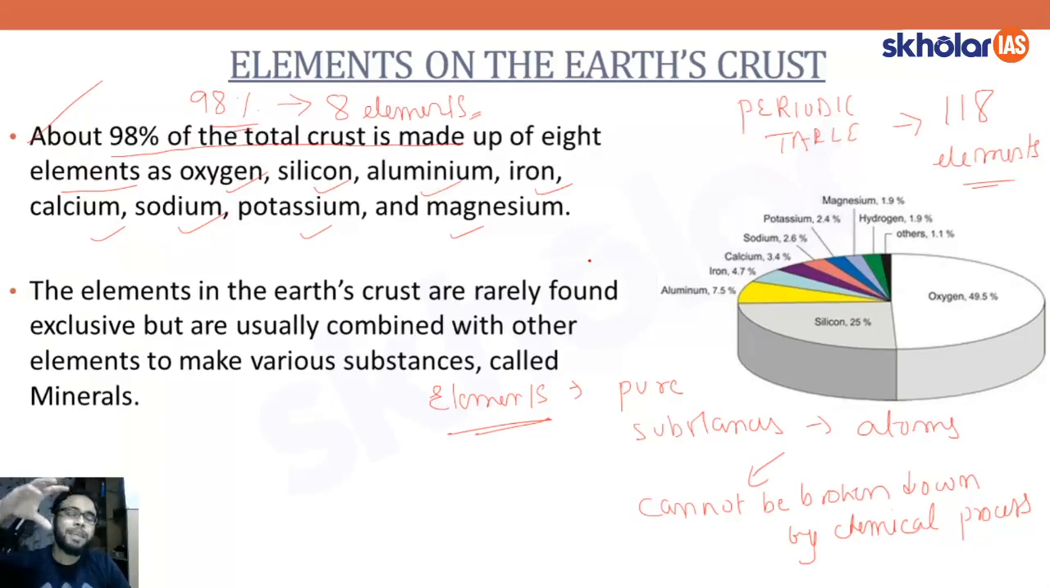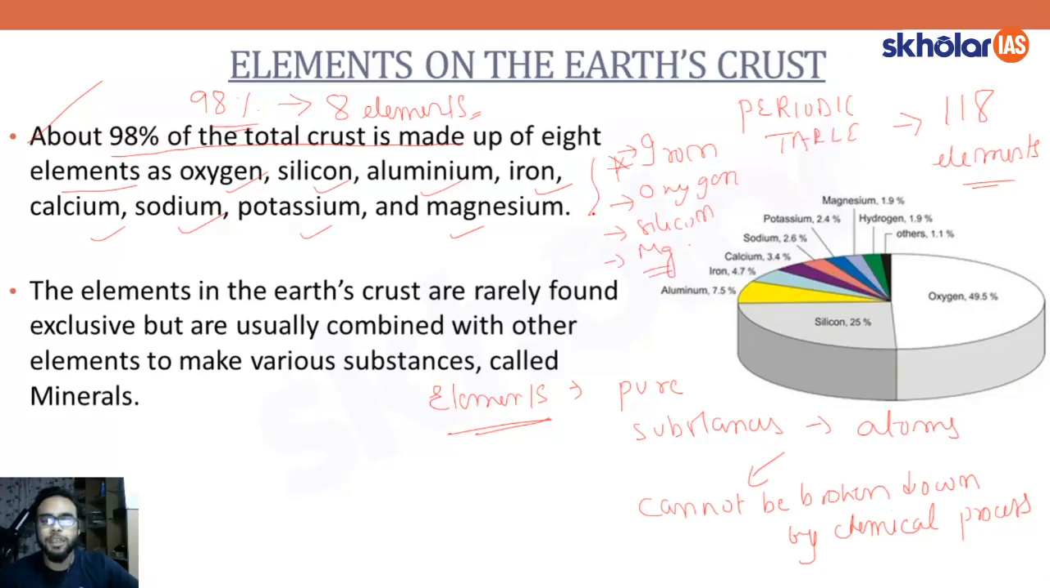So if we talk about the abundance of material altogether of the Earth and not just the crust, which is the highest element that we get, remember what do we get? We get iron. And then iron was followed by what? It was followed by oxygen, right? Then it was followed by silicon, then magnesium. Understood? So this is for the overall Earth, and this graphical representation that you see here is for the Earth's crust. Fine. So the elements in the Earth's crust are rarely found exclusive, but are usually combined with other elements to make various substances called minerals.